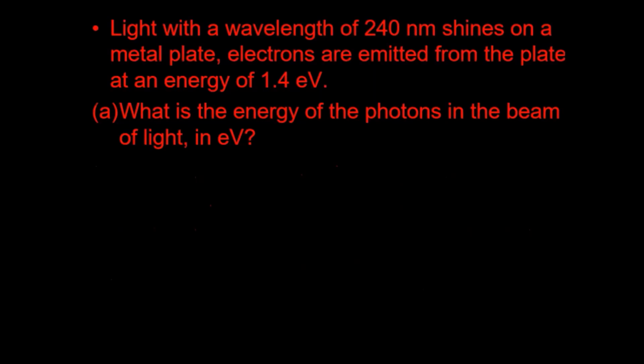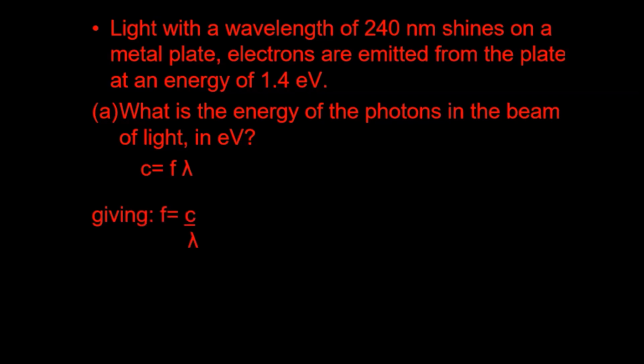So initially we want to find the energy of the photons in the beam of light. We're presented with a wavelength of 240 nanometers and an energy of 1.4 eV. If we assume that the light is traveling essentially as in a vacuum, we can state that c is equal to f lambda. This is a reasonable assumption even if we're dealing with light traveling through air, as the speed of light through air is not appreciably different to a vacuum for our purposes.